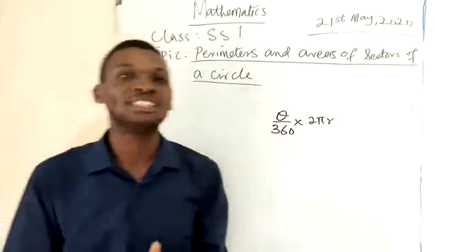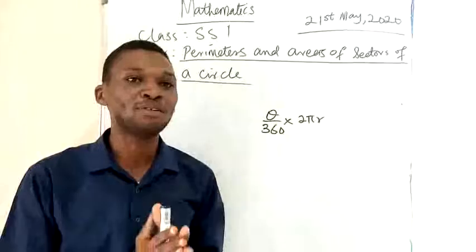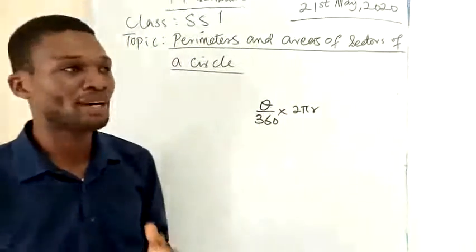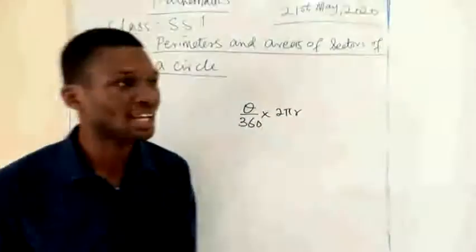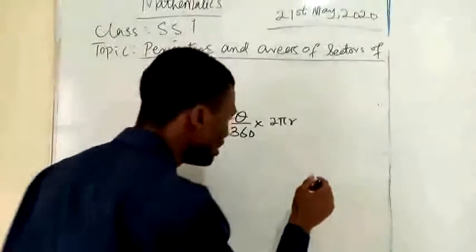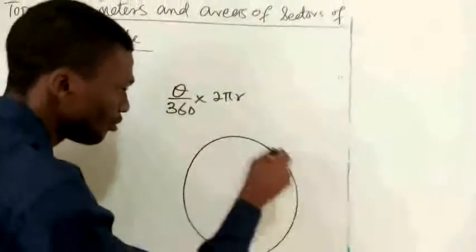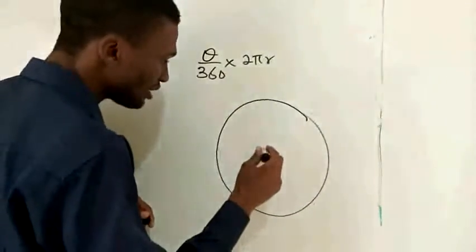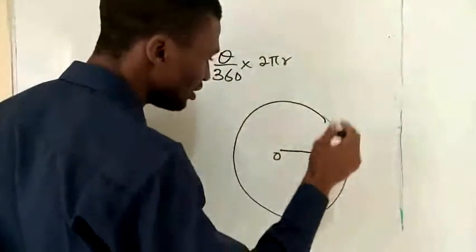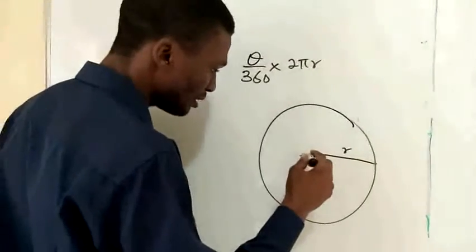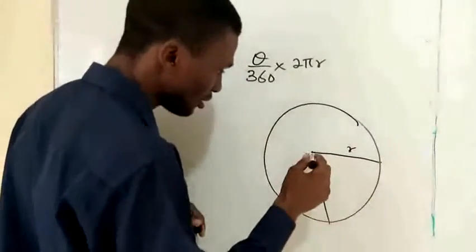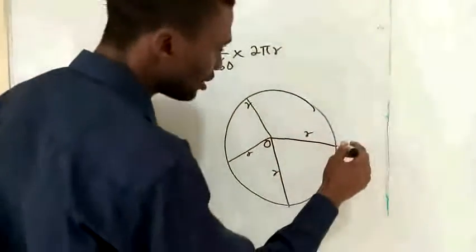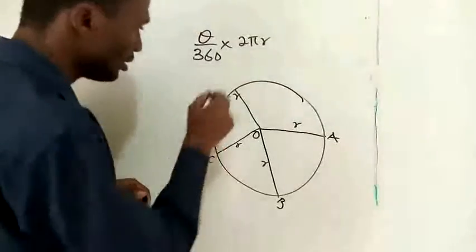A sector is any fractional part of a circle that is bounded by an arc and two radii. Now let's consider a circle with center O. Any straight line that moves from the center of the circle to any part of the circumference is a radius. Here we have the radius. We label the points A, B, C, D.